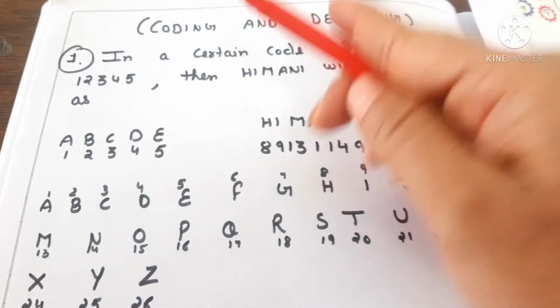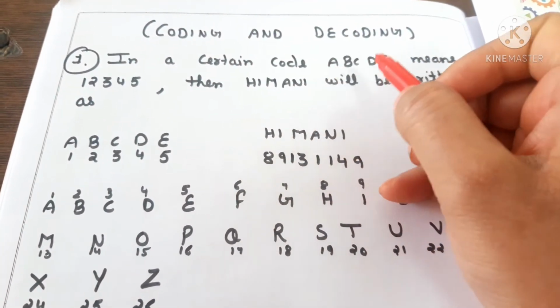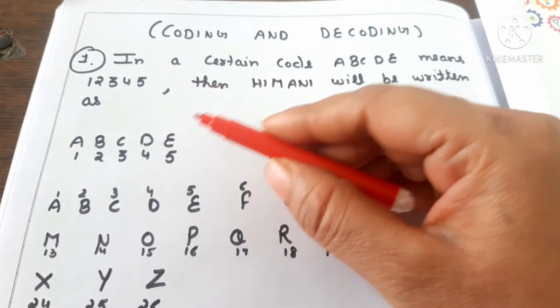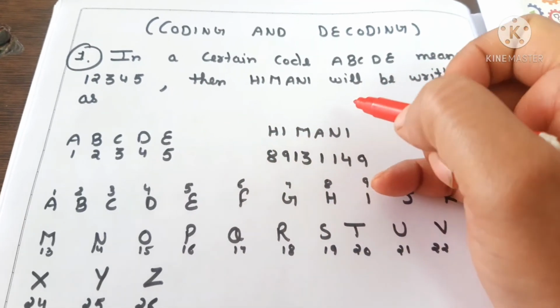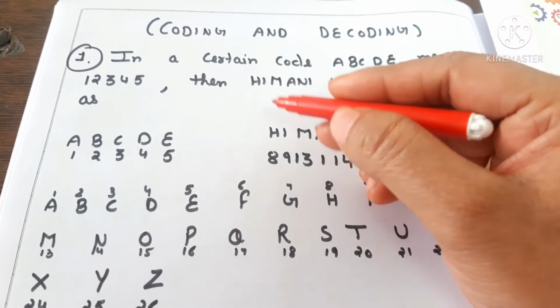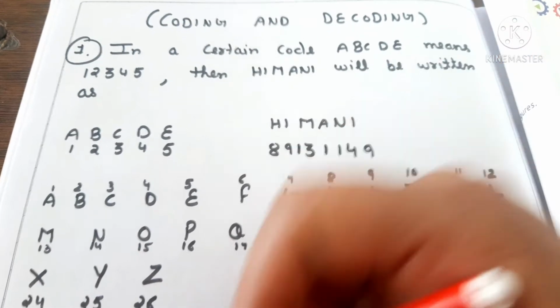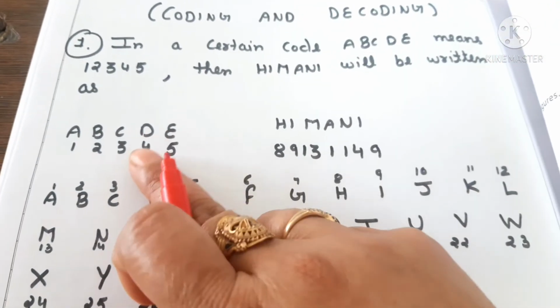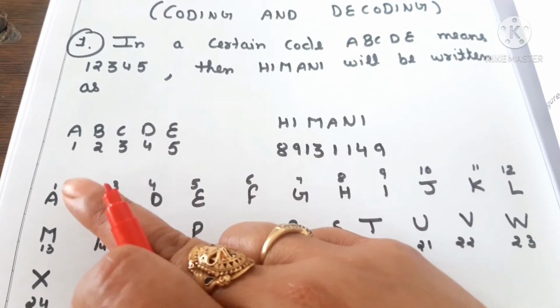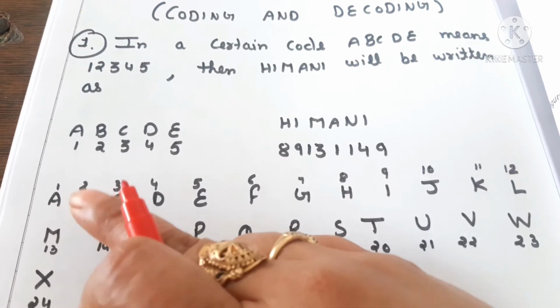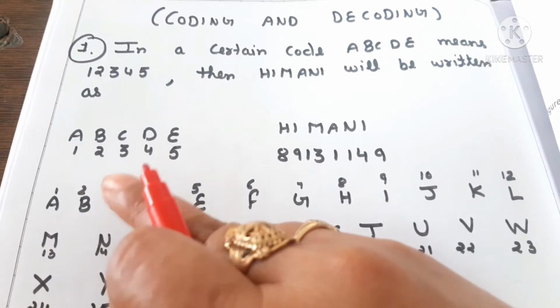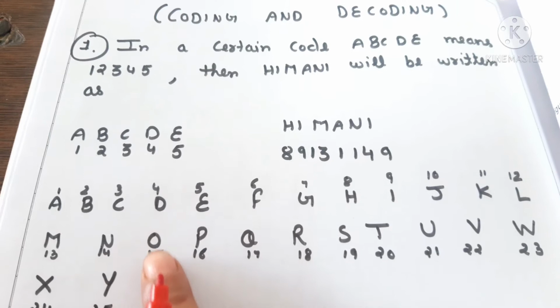In question number 1, what is given? In a certain code, A, B, C, D, E means 1, 2, 3, 4, 5. And then what will be the coded language for Himani? H-I-M-A-N-I. You can see here, easily we can find out. In the alphabet series, A is at the first position, B is at the second position, C is at the third position, and so on.